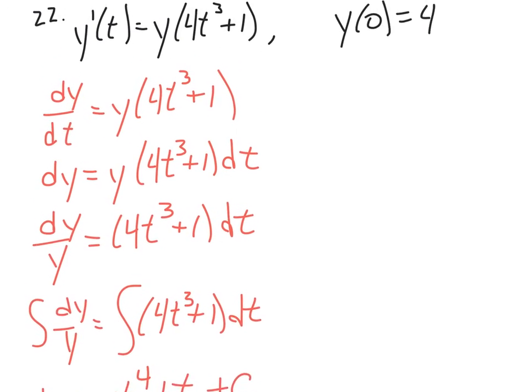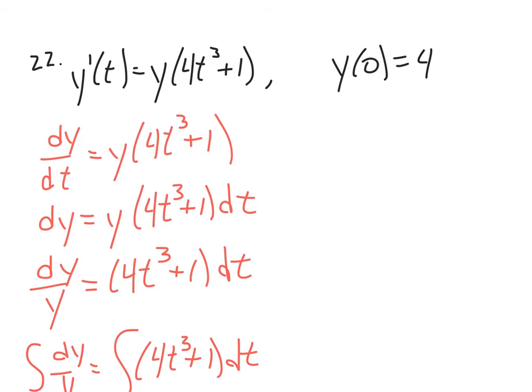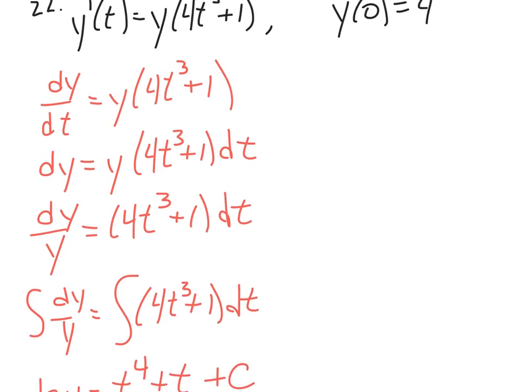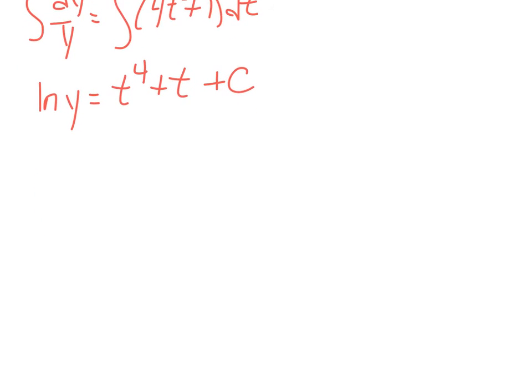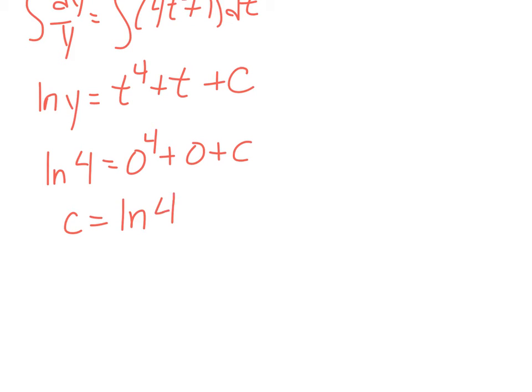As long as we've done our integration step, we're allowed to use this information right now. And so, since it is an initial value problem, we still have to solve for c. So again, instead of changing it to the exponential, I'm just going to plug this stuff in right now. So we're saying that the natural log of 4 equals 0 to the fourth plus 0 plus c. So then c is the natural log of 4.